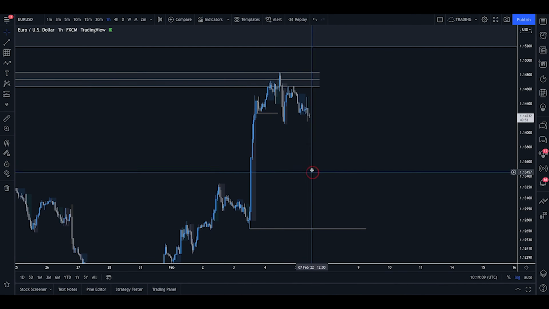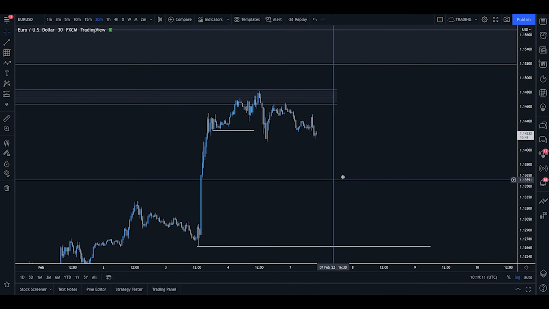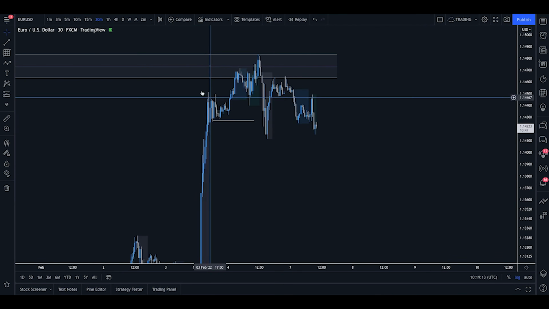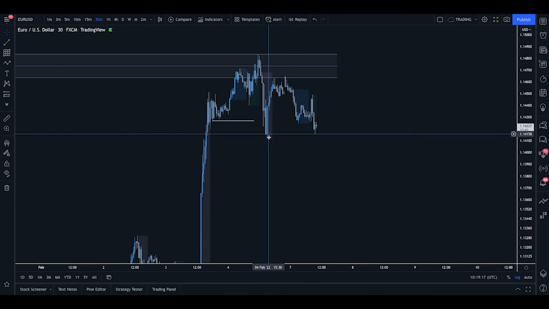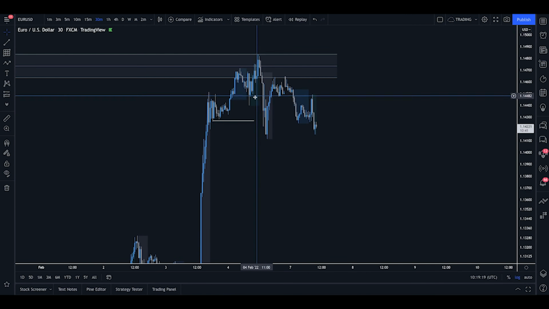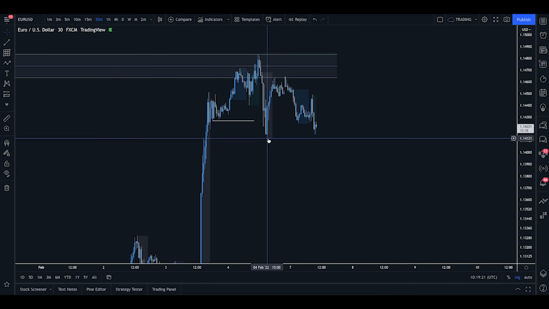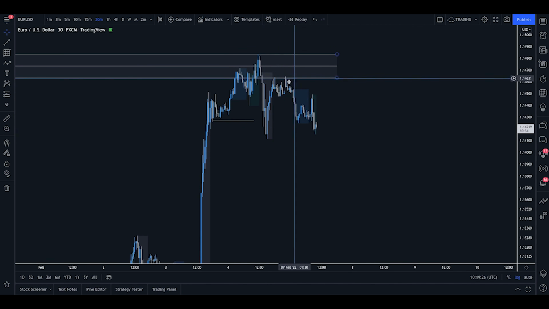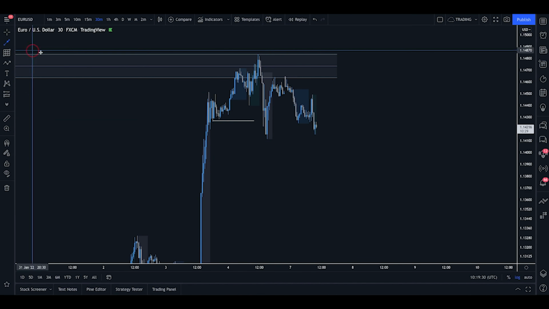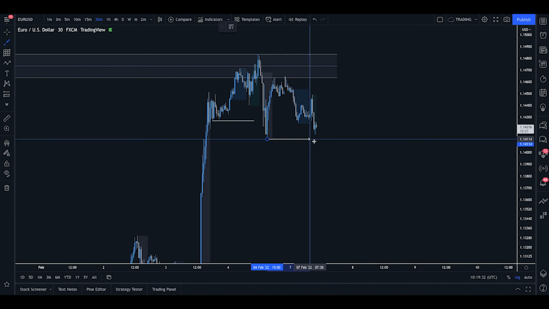But what I can see from the current structure, I'm going to go a little bit lower now to the 30-minute, is that we had here a higher high, a higher low, higher high, higher low, higher high, and then this impulse here actually drove through this low and through this low and formed a new lower low in the trend. I can then see we've pulled back up, we formed this little resistance point, and then we've begun to sell off again. Now, as of right now, we have not broken through this trend low. So we are still stuck within a range.